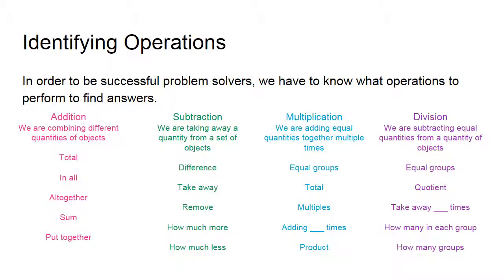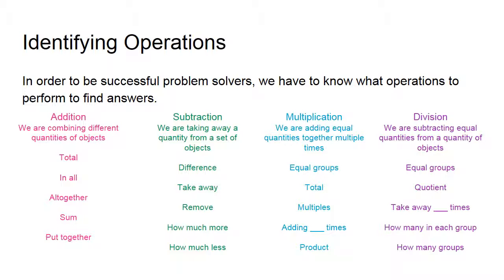When we're talking about subtraction, that means we're taking away a quantity from a set of objects. In division, we're taking away equal sets of objects. In subtraction, they don't have to be equal. So in this case, we would be looking for words such as difference, take away, remove, and we actually use subtraction in comparison situations when we're looking for how much more something is, how much less something is. You might see it as how much greater or how many fewer.